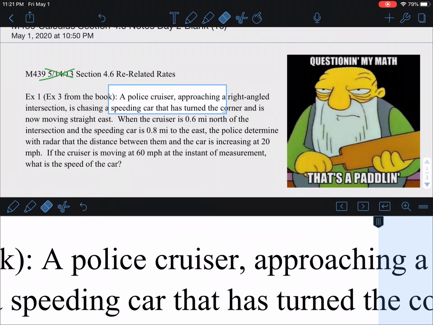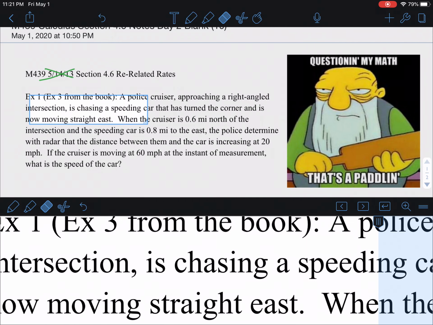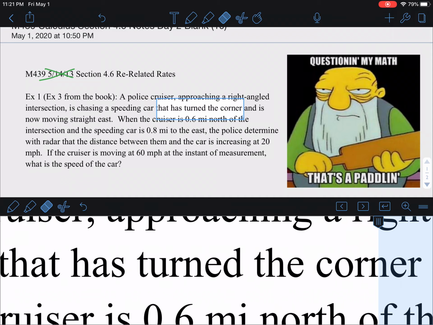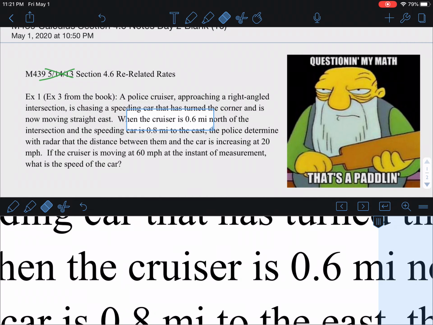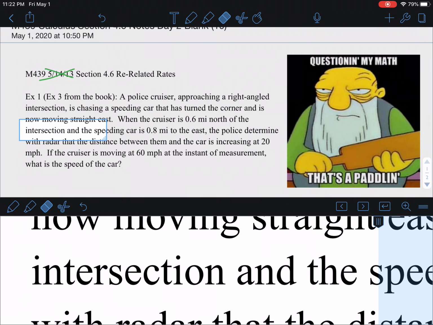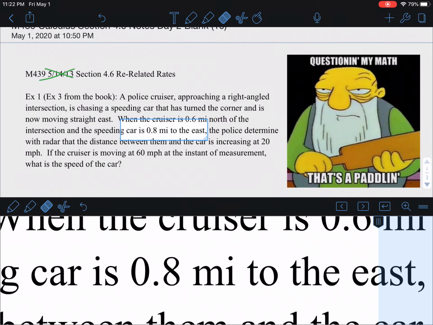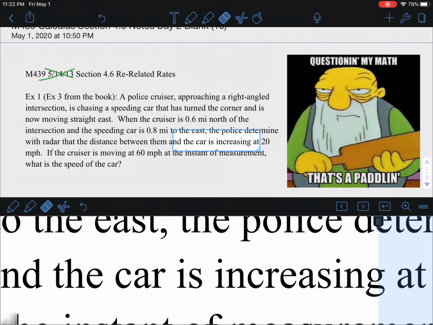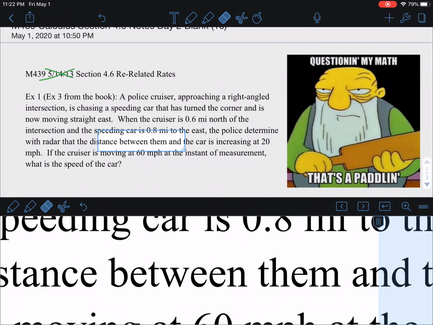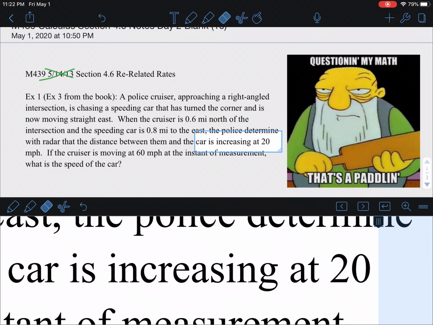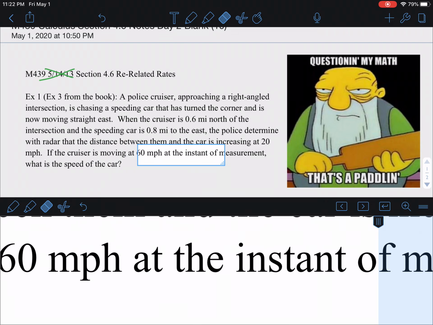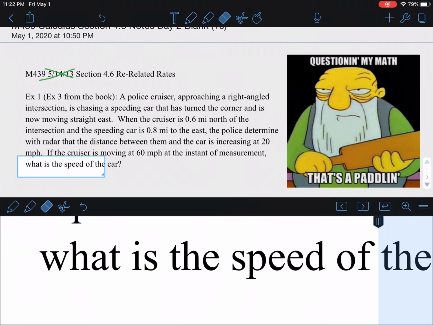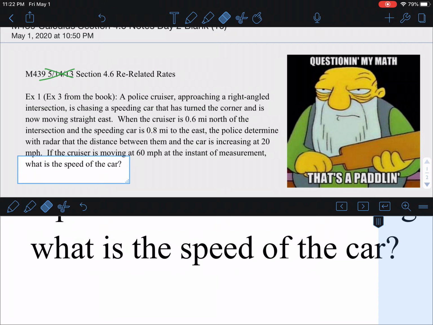A police cruiser approaching a right-angled intersection is chasing a speeding car that has turned the corner and is now moving east. When the cruiser is 0.6 miles north of the intersection and the speeding car is 0.8 miles to the east, the police determine with the radar that the distance between them and the speeding car is increasing at 20 miles per hour. If the cruiser is moving at 60 miles per hour at the instant of measurement, what is the speed of the car?